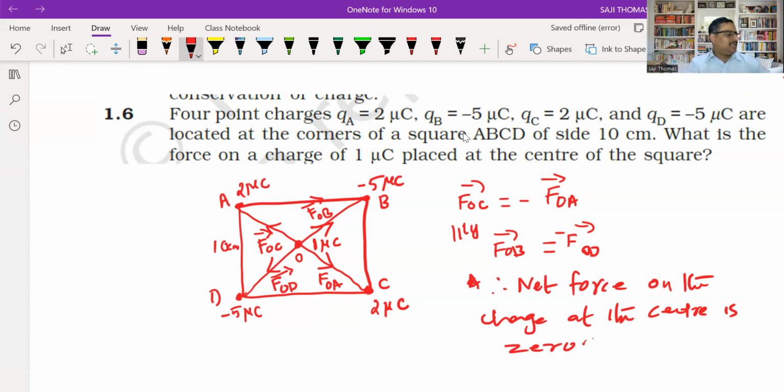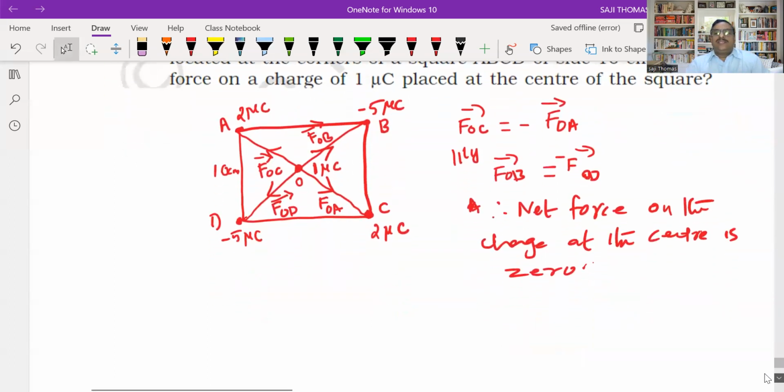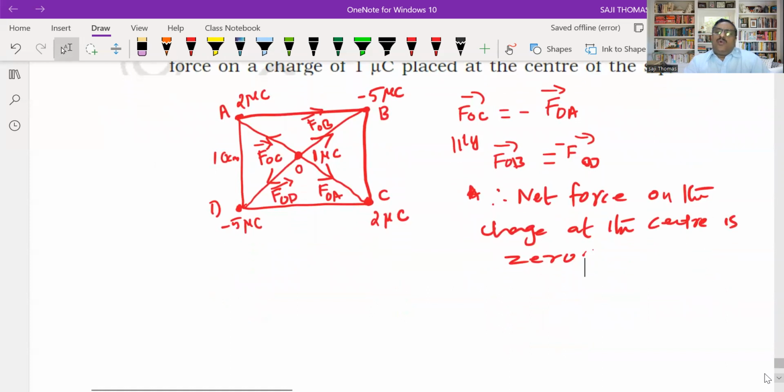Okay. Now I will give you another question. Suppose I am placing 4 charges Q on the vertices of the square. And you are going to find out the force on one charge at one corner. See the question I will give you.